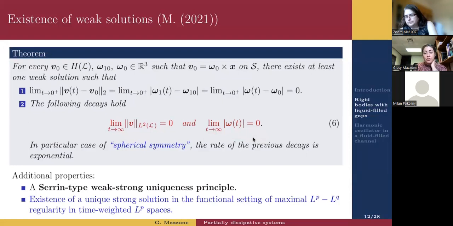And in fact, we do have a rate of decay in the case in which the outer body has a spherical symmetry, which is not necessarily geometrical. If you remember, IB, the inertial tensor of the outer body, is also a multiple of the identity. But anyway, in the general case, even without a rate, we do have this form of decay. And this solution also enjoys other properties. One of those is a weak-strong uniqueness principle.